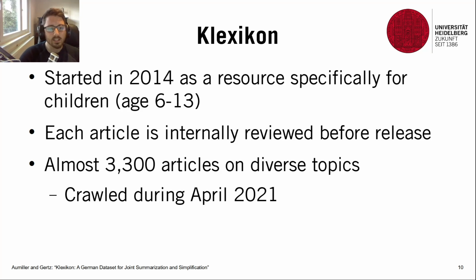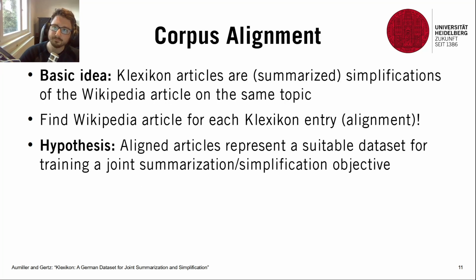Noteworthy is that it is independent of Wikipedia, meaning that there is no guarantee that each topic is exactly the same as on Wikipedia. However, there is a very strong overlap in the existing 3,300 articles, which are on a diverse set of topics. The number of articles we have access to is slightly less, around 3,100 articles, because we performed the crawling of it already last year in April, which indicates that there is still a growing resource that might be even larger in the future.